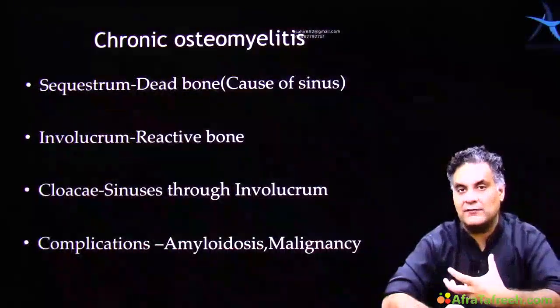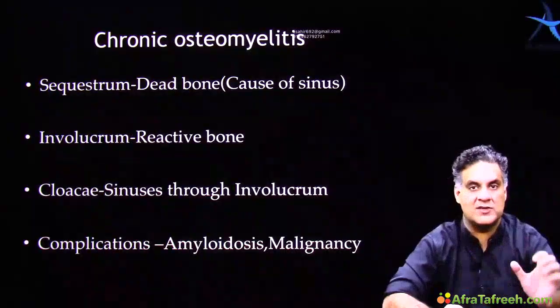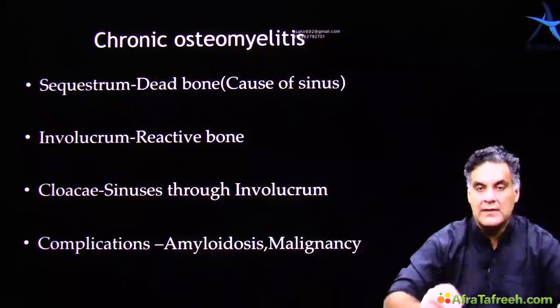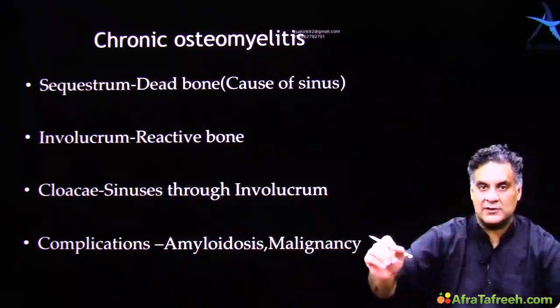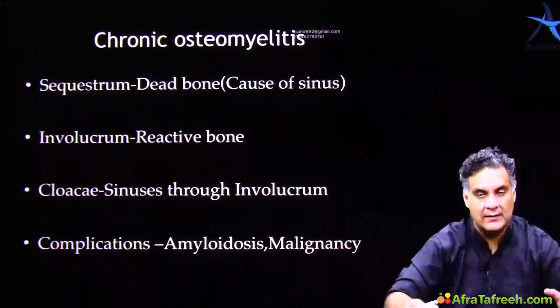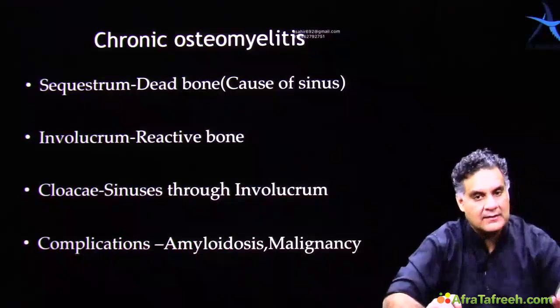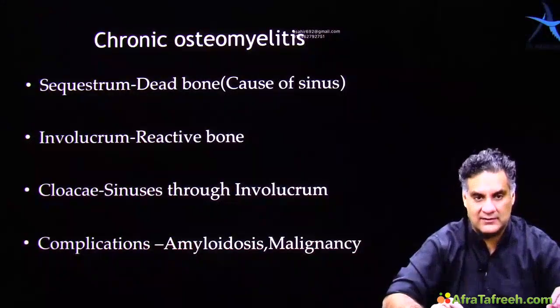Whereas when there's a chronic infection, there will be a dead bone called sequestrum, which is pathognomonic, surrounded by a reactive bone called involucrum. Then the draining sinus is right from the center through the involucrum, called cloacae. Chronic osteomyelitis should be handled immediately. If not, it can lead to amyloidosis and malignancies.